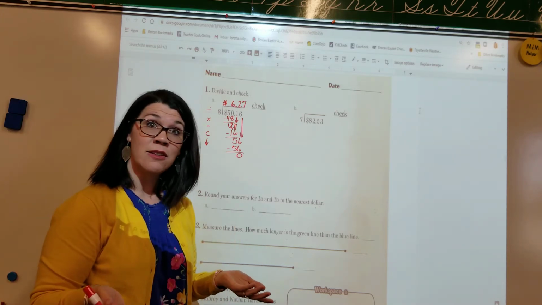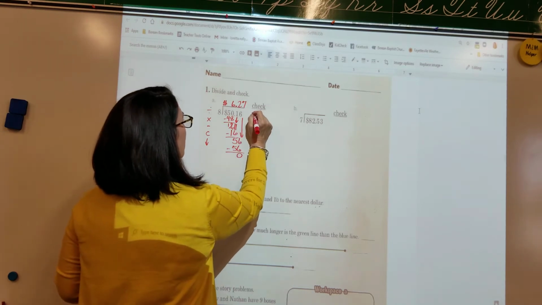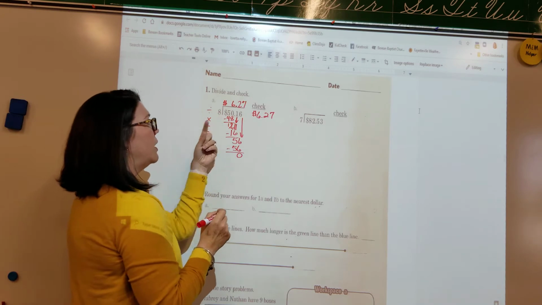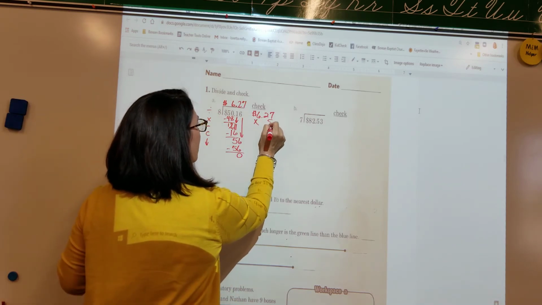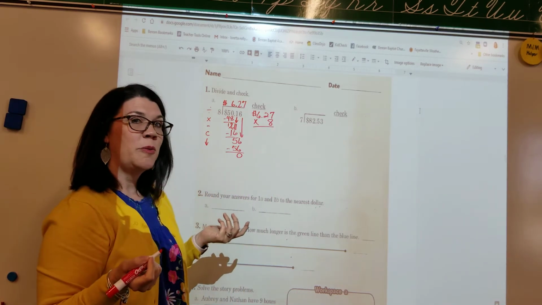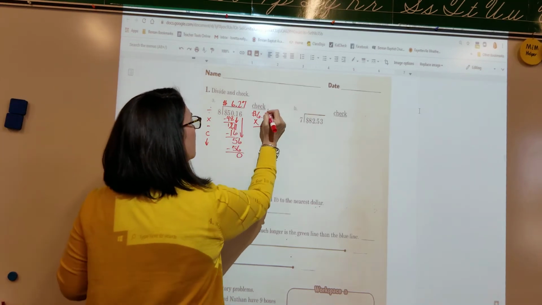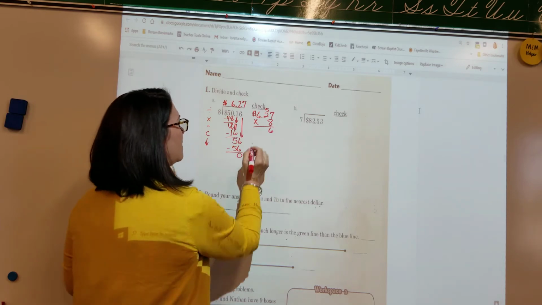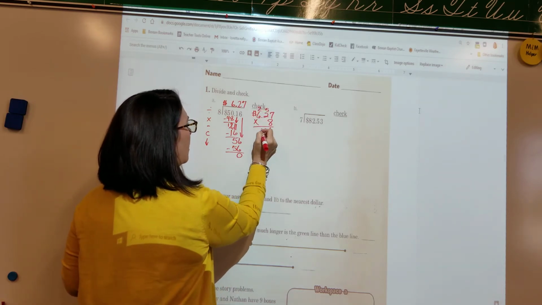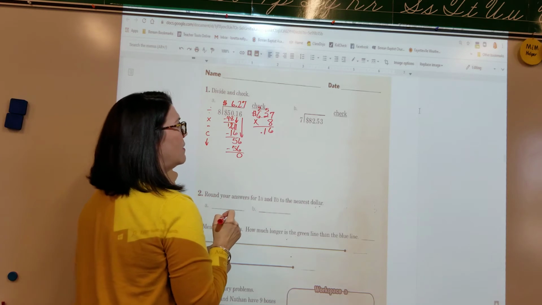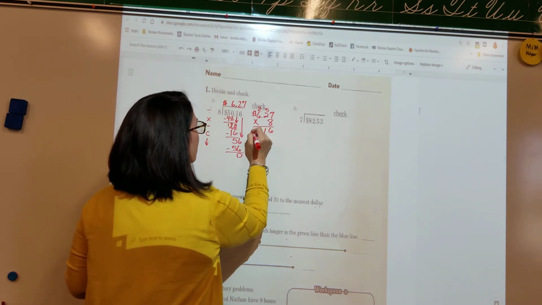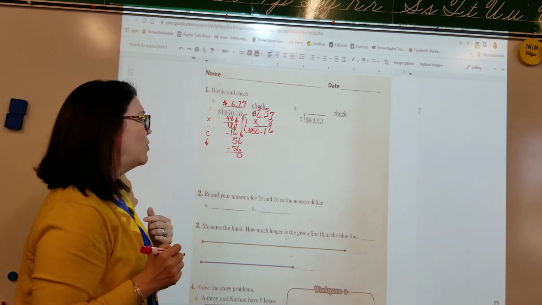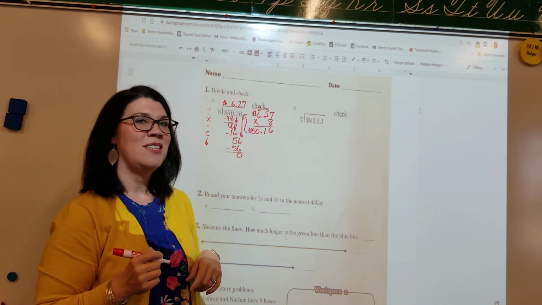Now remember, we've learned how to check, and this is great, particularly on a test, because then you can make sure you have the right answer. So we take $6.27, and we're going to multiply by our divisor here, which if you'll see was 8. And now we just work our multiplication problem. 8 times 7 is 56. 8 times 2 is 16, plus 5 is 21. Bring my decimal point down. 8 times 6 is 48, plus 2 is 50. And look at that. Our answers match there, so we are correct, $6.27.